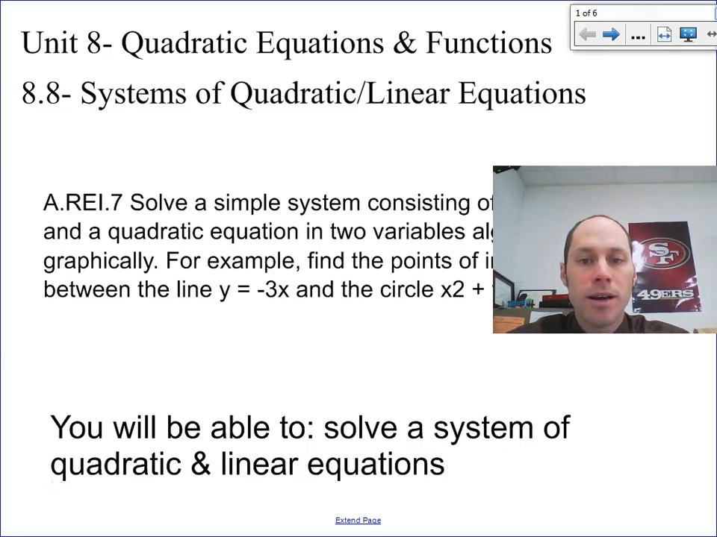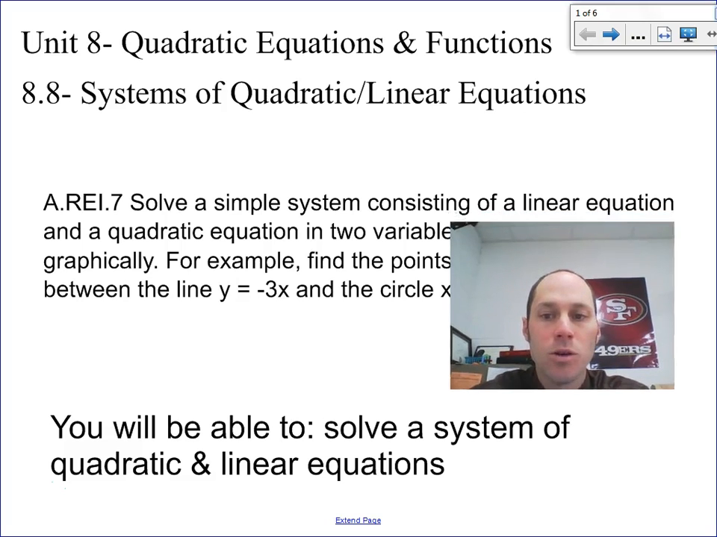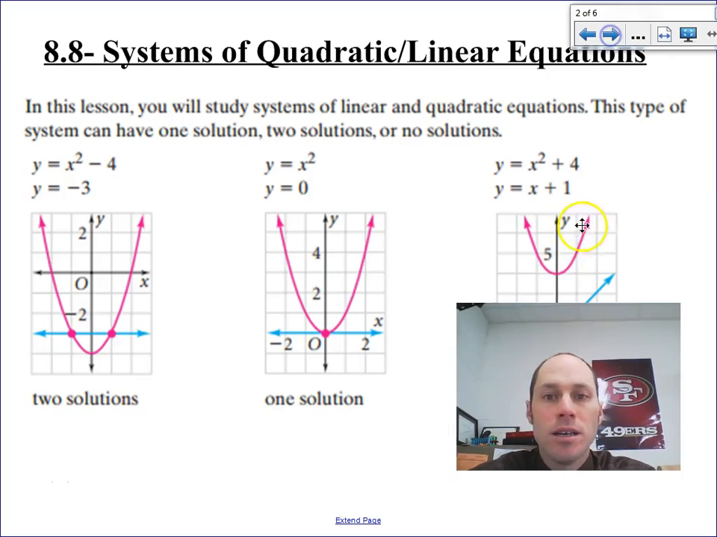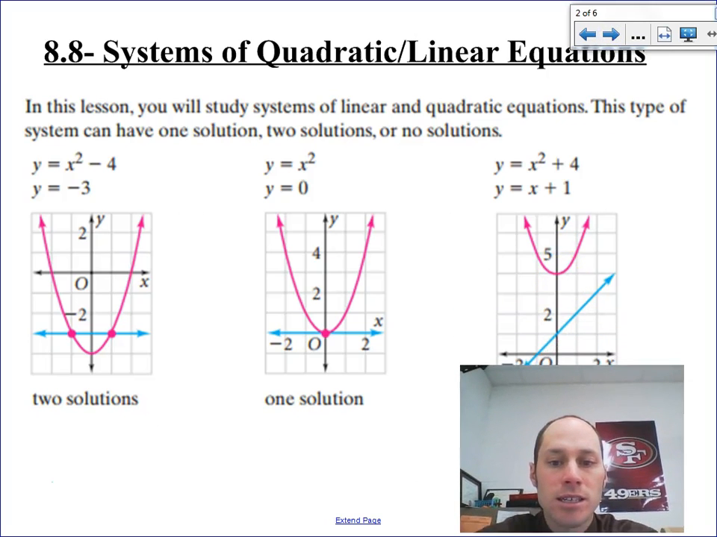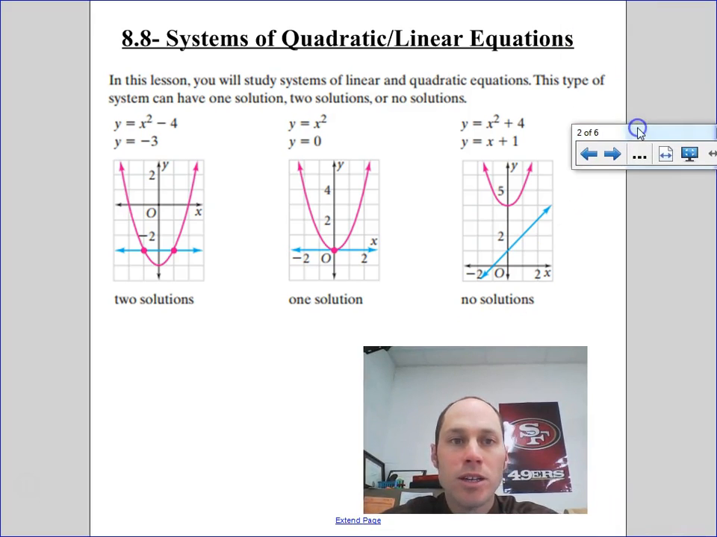One last thing to talk about as we wrap up our unit on quadratic equations and functions. We want to talk about how to solve a system of quadratic and linear equations. We spent a whole unit on systems of linear equations, so this is just going to be a review of all that, except we're going to throw in a quadratic equation with that. So let's discuss what we have when we have a system of quadratic and linear equations.